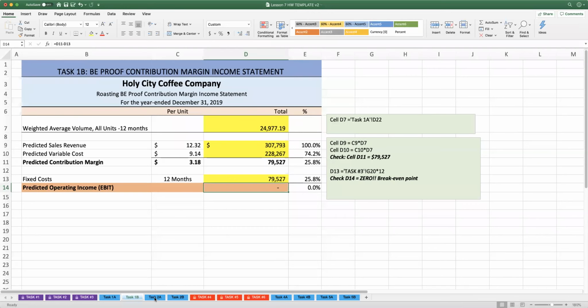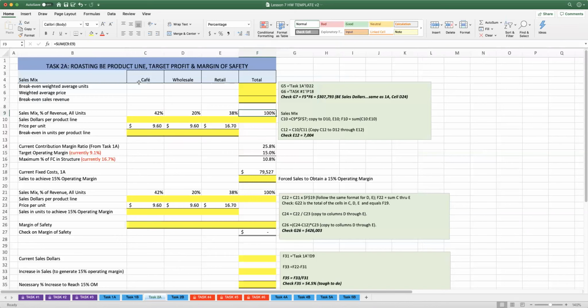Okay, let's keep going. We're going to do task 2 now. What we're doing here is figuring out on a product line basis where we stand. And we also want to tinker around and see what the volumes would have to be, given the variables that we know in our sales mix, to generate a certain target profit and to calculate what that margin of safety would be at that level.